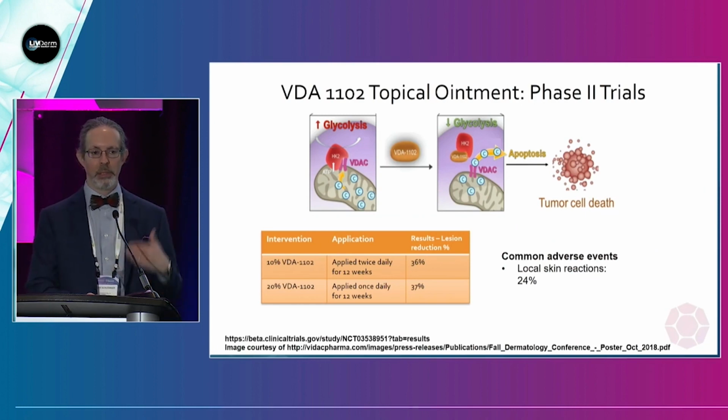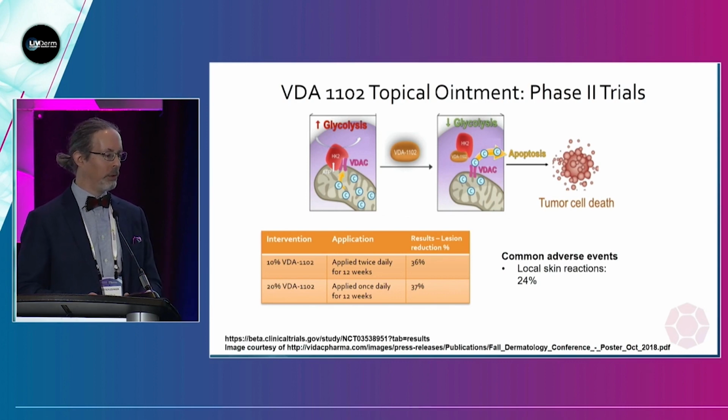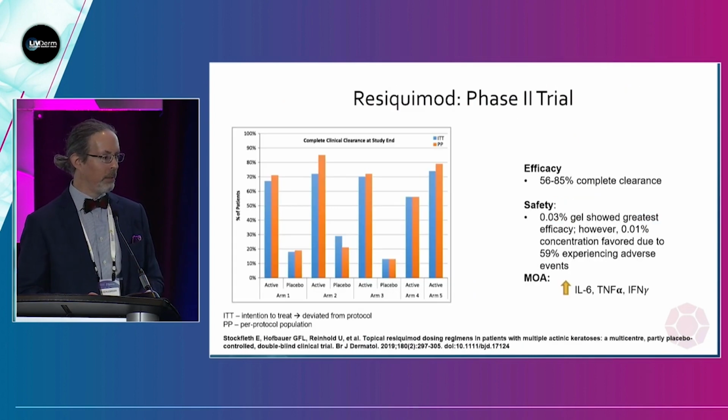There's not a lot of real good data on emerging treatments in AK. This is VDA1102 that's in phase 2. It works kind of at the mitochondrial level to cause tumor cell death. Data okay so far, so just to be aware, you'll see this if you're looking around on FDA.gov.